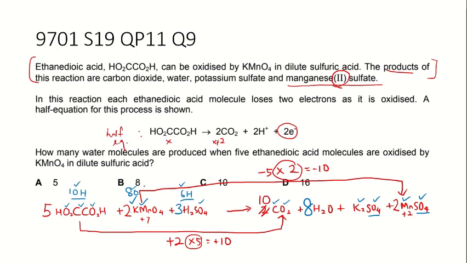Now let's look at the question again. How many water molecules are produced when 5 ethane dioic acid molecules are oxidized by KMnO4 in dilute sulfuric acid? Here we have 5 ethane dioic acid molecules, so how many water molecules are being produced? 8. So the answer to this question is 8, B.